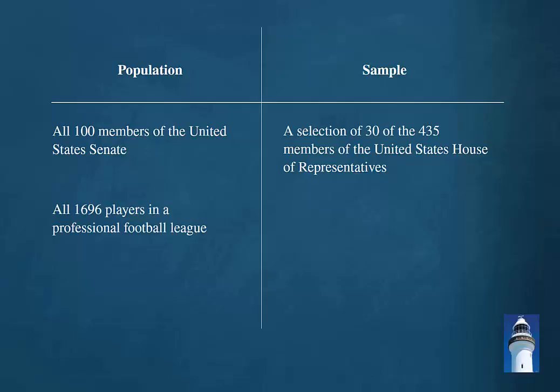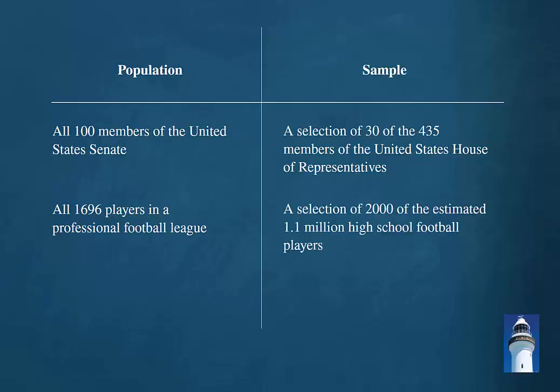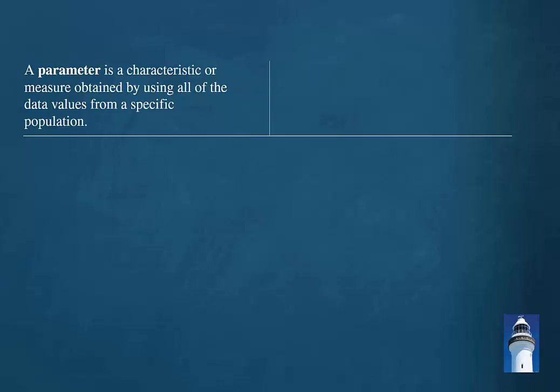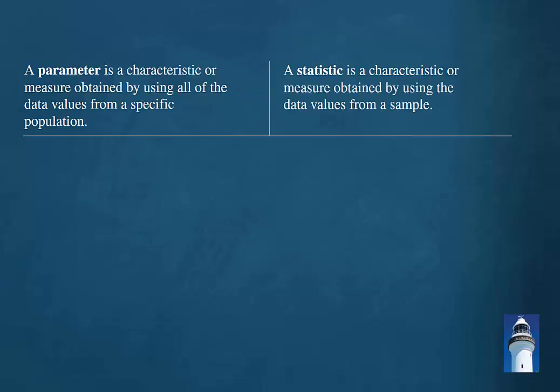All 1,696 players in a professional football league would be classified as a population. A selection of 2,000 of the estimated 1.1 million high school football players represents only a subset of the entire population and would therefore be classified as a sample. A parameter is a characteristic or measure obtained by using all of the data values from a specific population. A statistic is a characteristic or measure obtained by using the data values from a sample.